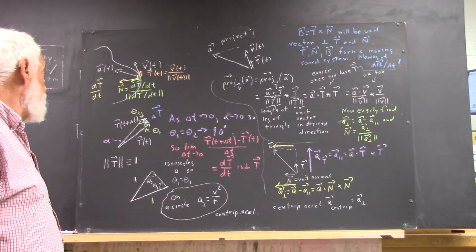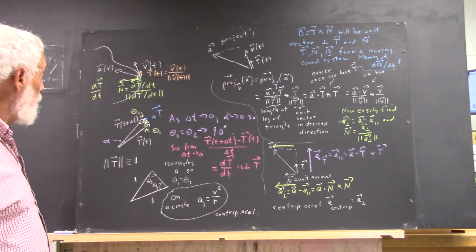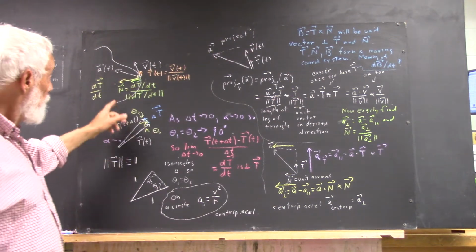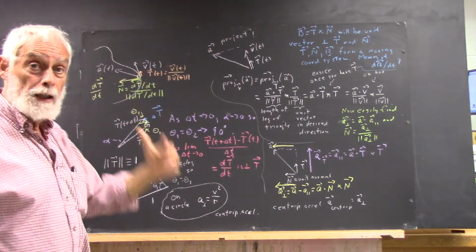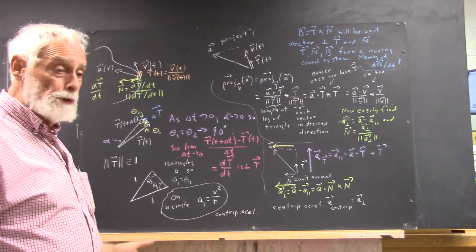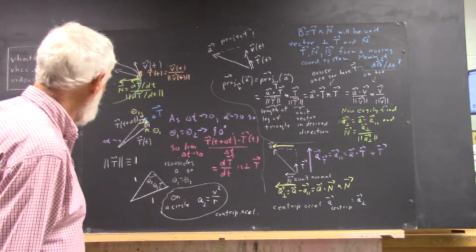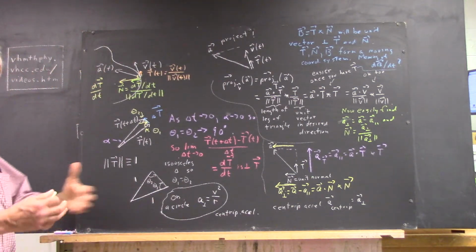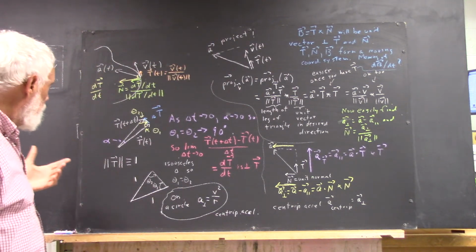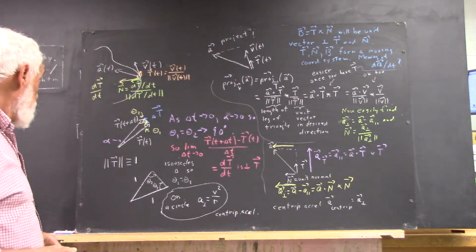Now I'm going to let big N stand for my unit normal vector, and I'm going to claim that, first of all, the derivative of our unit tangent vector has to be perpendicular to our unit tangent vector. And it's also got to be directed in the direction in which the unit tangent vector is changing. That would be toward the inside of the curve. Well, it's really very easy to establish this.